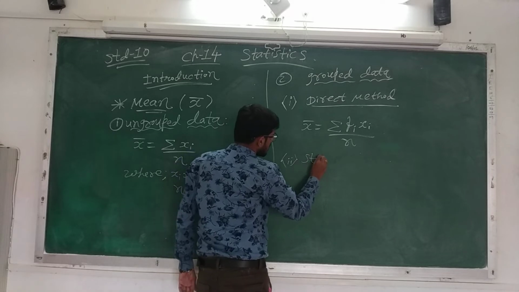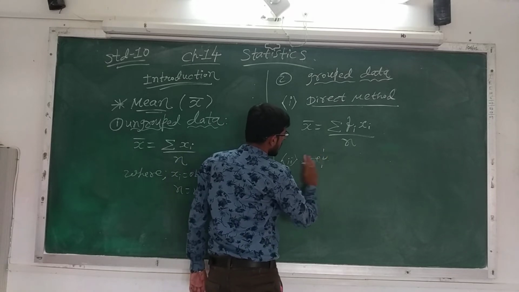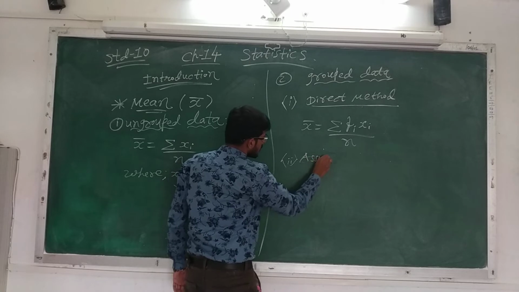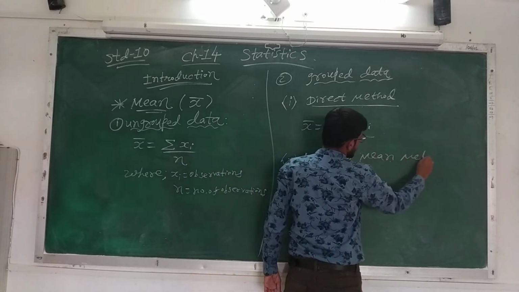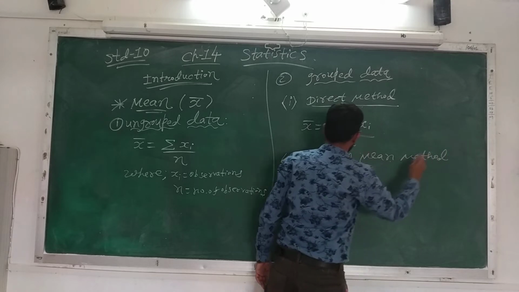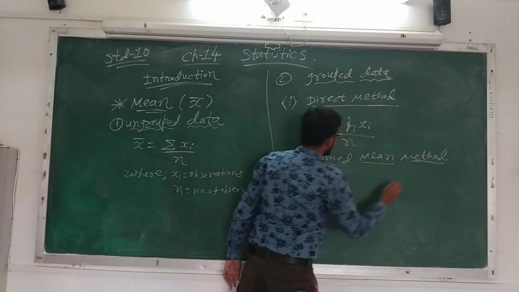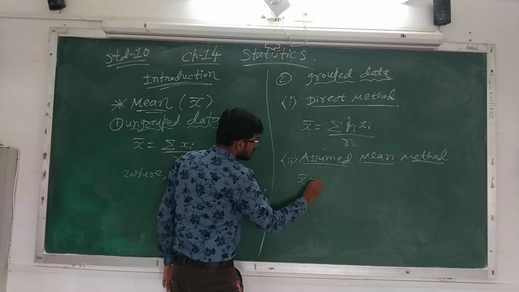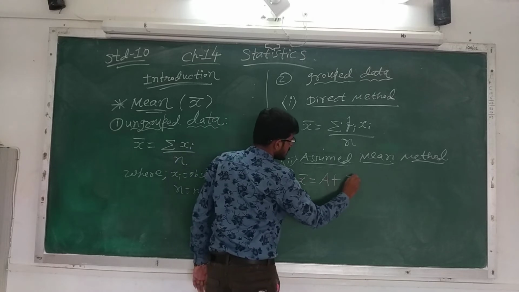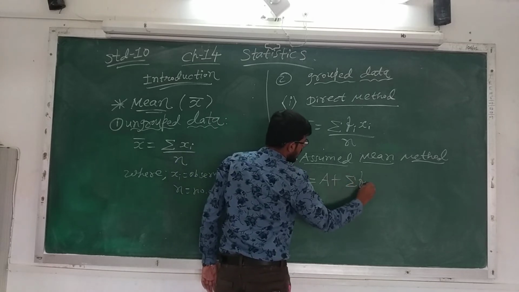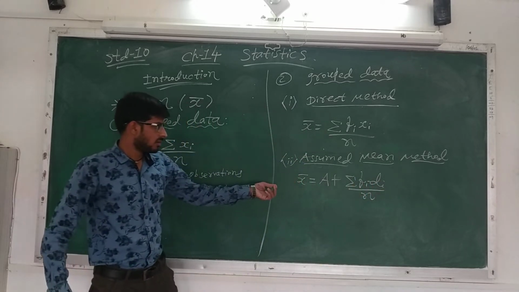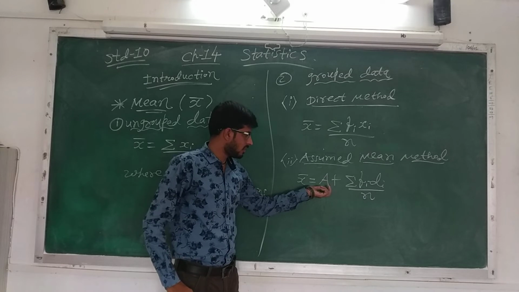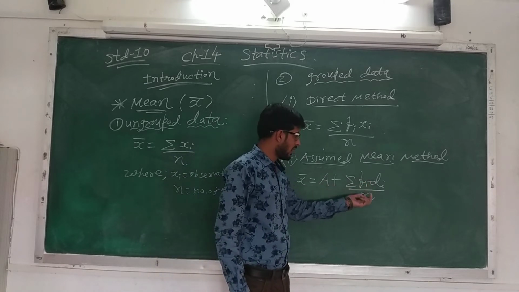Second, assumed mean method. X bar is equal to a plus sigma fi di upon n. Here a is the assumed mean, fi is the frequency, and n is the number of observations.